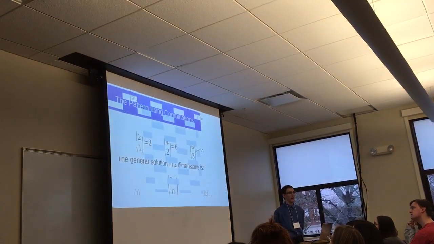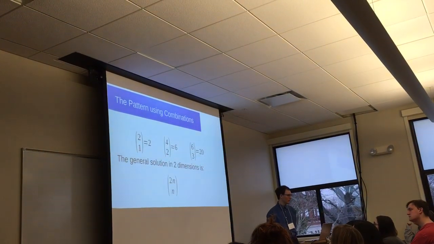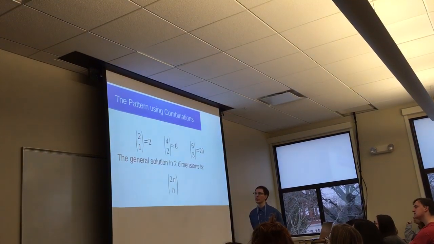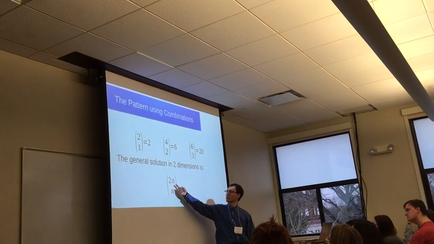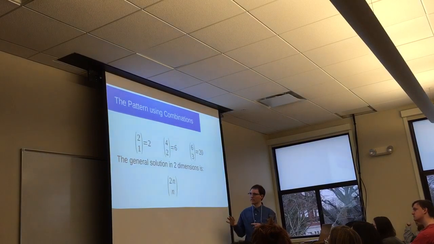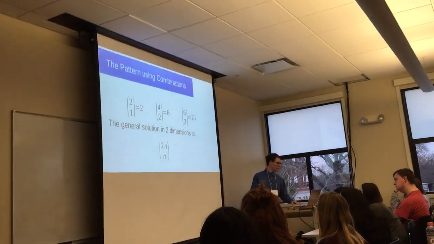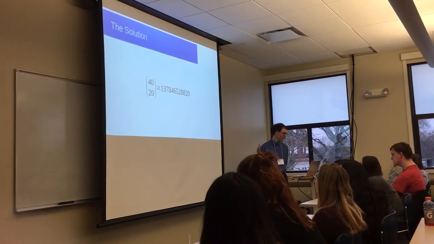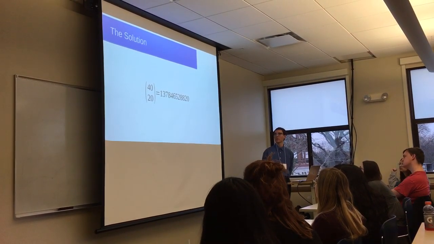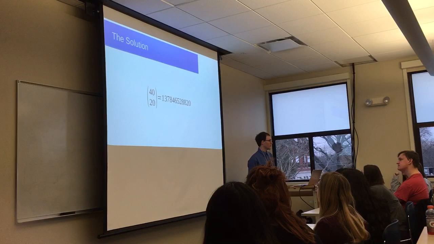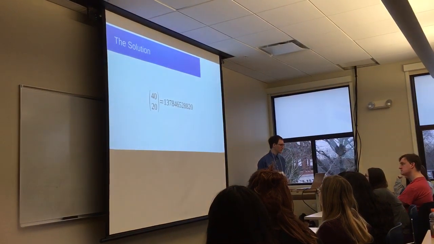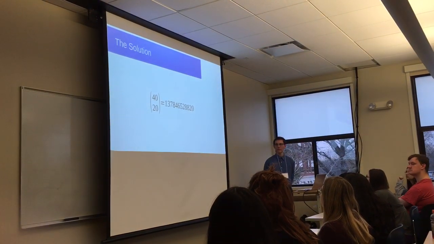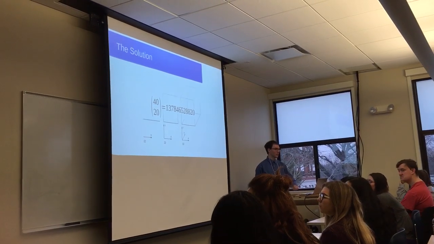So now we come to the pattern in 2 dimensions. Basically, all of these follow the pattern of 2n choose n. And we're going to use that fact to find the number of solutions in a 20x20 grid. So this would be equivalent to 40 choose 20, which is 137,846,528,820. So it gets really big really quickly.